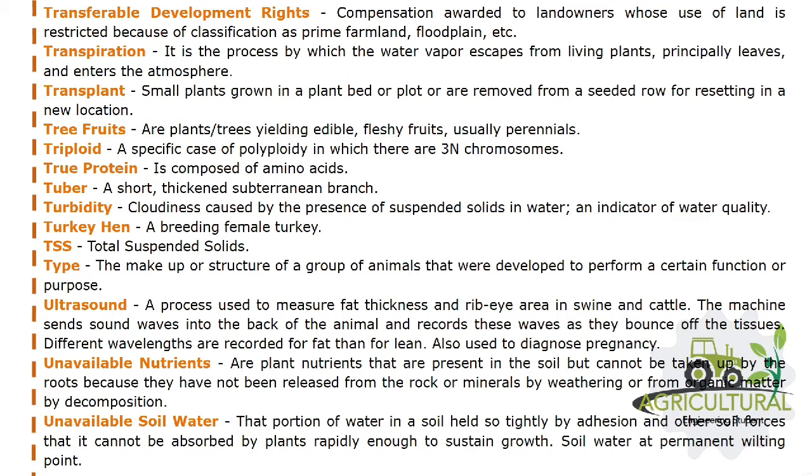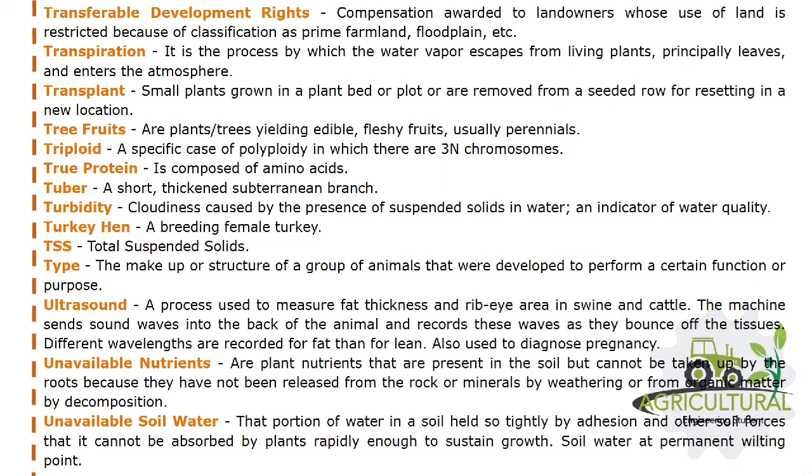Triploid, a specific case of polyploidy in which there are 3 sets of chromosomes. True protein, is composed of amino acids. Tuber, a short, thickened subterranean branch. Turbidity, cloudiness caused by the presence of suspended solids in water, an indicator of water quality. Turkey hen, a breeding female turkey.